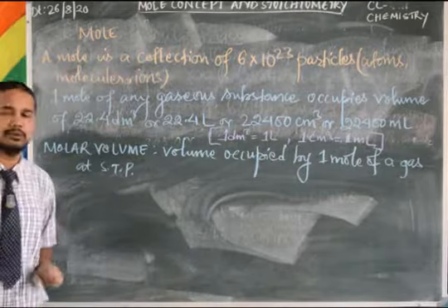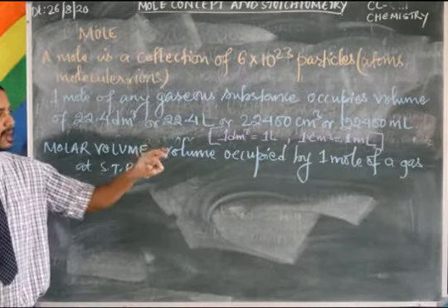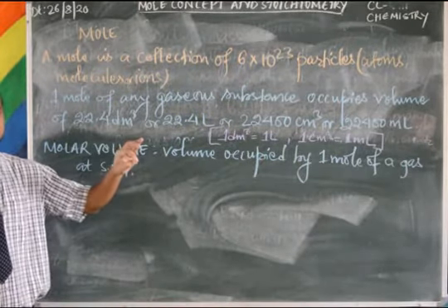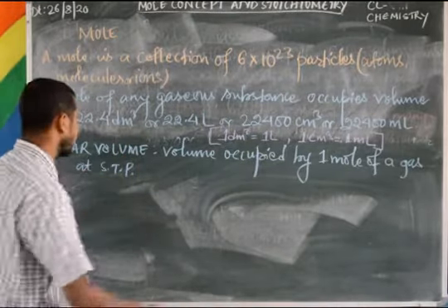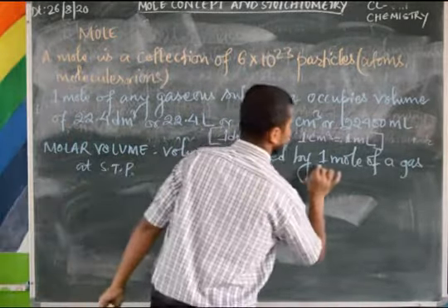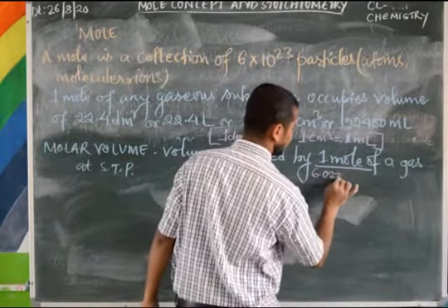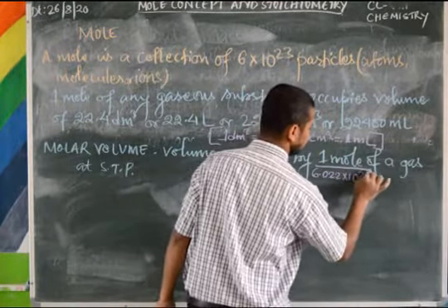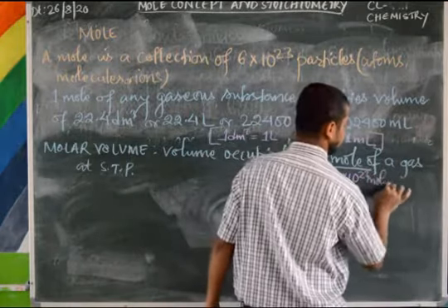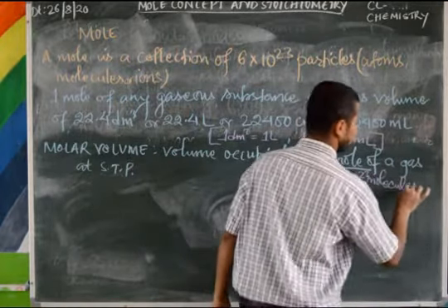Then what is molar volume? Volume occupied by 1 mole of a gas. That means volume occupied by 1 mole of a gas means volume occupied by 6.022 into 10 to the power 23 molecules of a gas.